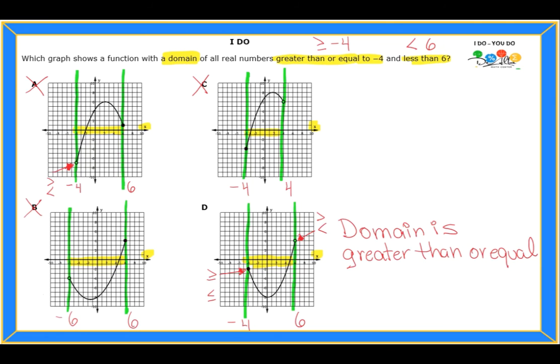So domain is greater than or equal to negative 4, but it's to the left of a positive 6, so less than what number? Less than 6, right? Because the points that I'm using are to the left of positive 6. So I can see that my answer D is the one that should be my answer for this problem. Is that right? Because it matches my statement at the beginning that says greater than or equal to negative 4, but less than 6. And that's exactly what I have.